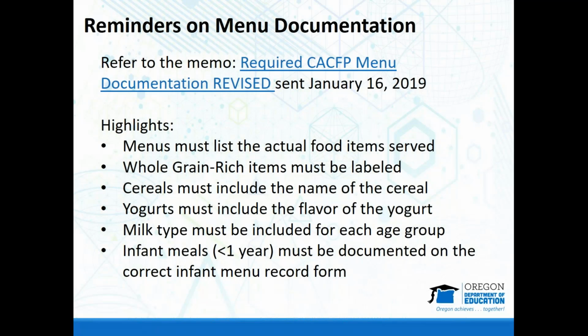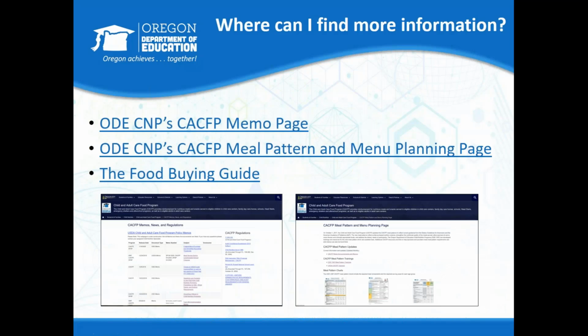And your milk type must be listed for each age group, since different age groups require different types of milk. And if you use ODE's template, we already add that for you at the bottom. And finally, infant meals, meaning meals for children younger than 1 year of age, must be documented on the correct infant menu record form. And if you want to see all of the memos sent out by ODE, you can go to our ODE CMP CACFP memo page. All memos are listed on the page and are in reverse chronological order.